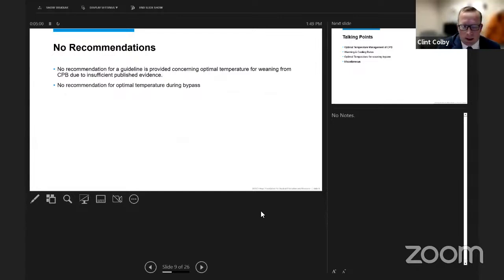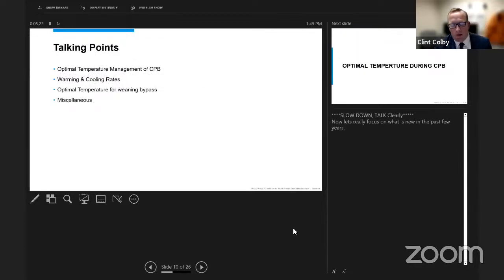Now we're getting to the good stuff, the new stuff. The guideline doesn't specifically talk about an optimal temperature during bypass. And no recommendation or guideline is provided concerning optimal temperature for weaning from CPB due to insufficient published evidence. And now the talking points that I'd like to go over and share some studies: optimal temperature management of CPB, warming and cooling rates and what's new, optimal temperature for weaning from bypass, and a few miscellaneous items that relate to temperature management.